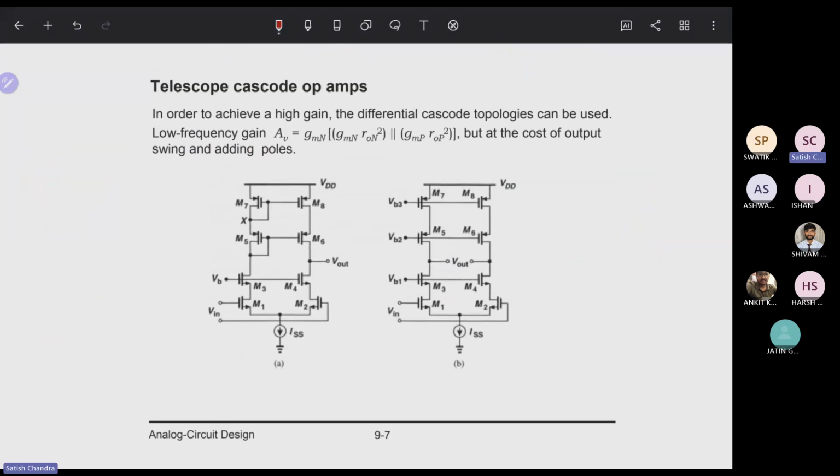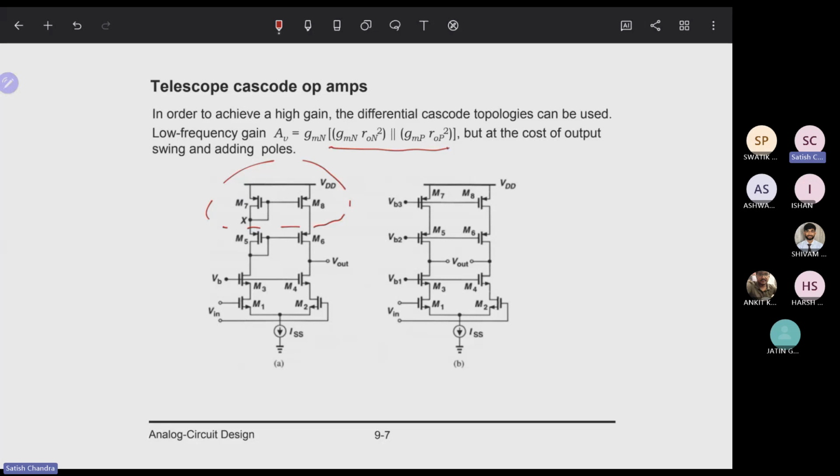Now comes the telescopic cascode op-amp amplifier. In order to achieve a high gain, the differential cascode topology can be used. Now we want to achieve an even higher gain, so that is why we cascode the circuit. We have cascoded this part. In that case, the low frequency gain comes out to be this one, if you calculate it with small signal analysis.